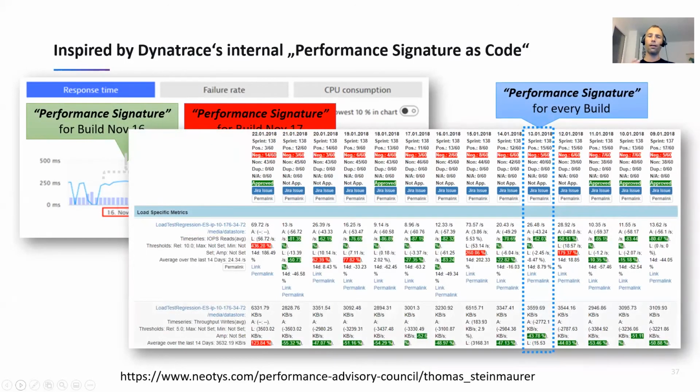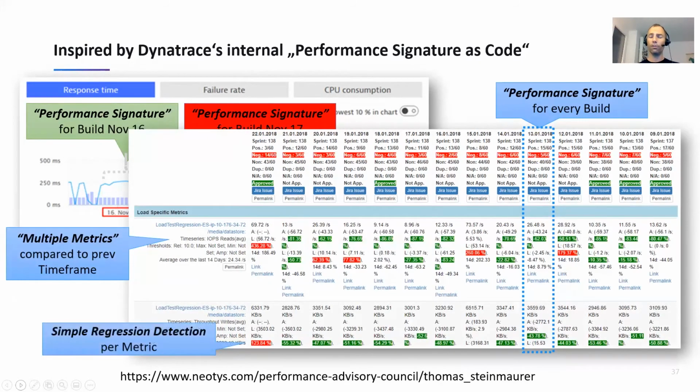What they've built is after every deployment, after the test is running for a while, they were then pulling data out of the testing tool, out of the monitoring tool, and doing this for every build and pulling out multiple metrics and then simply comparing these metrics either against some thresholds that they had in mind that they knew they should not cross, or against the previous builds, and therefore they came up then with a very easy red and green heat map. Right? It's something very simple. And if you want to know more about this, there's also a link to a presentation that Thomas Steinmauer actually did at NEOTIS conference.